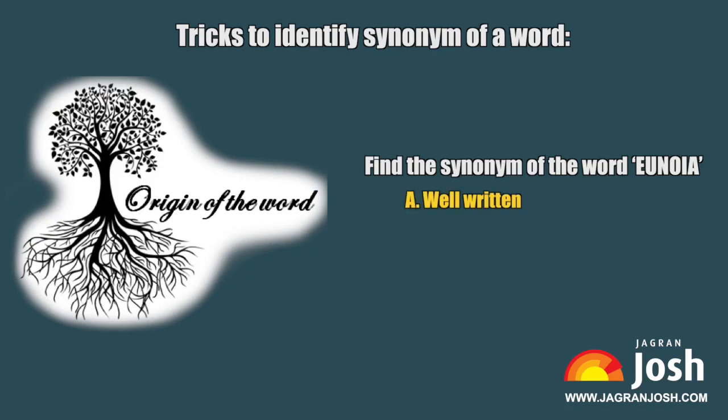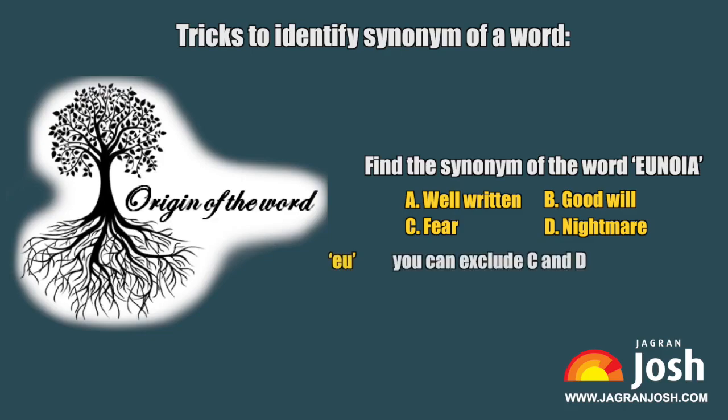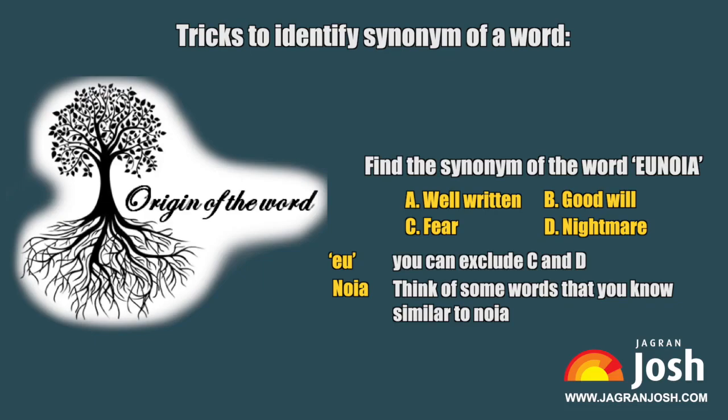A. Well written. B. Goodwill. C. Fear. D. Nightmare. Now run your thoughts after dividing the word. As you now understand the root eu, you can exclude C and D. Now come to the second part, noia. Think of some words that you know similar to noia.